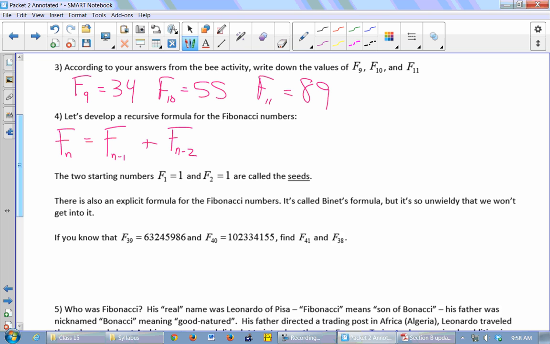The 2 starting numbers, F1, which is 1, and F2, which is 1, those are called seeds. You need 2 numbers to start with in order to start applying this rule. So that's why we call them seeds, because it grows into the whole big list.